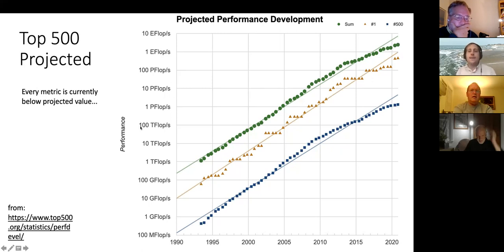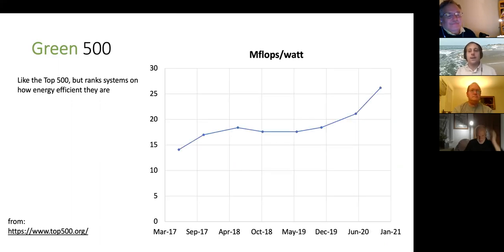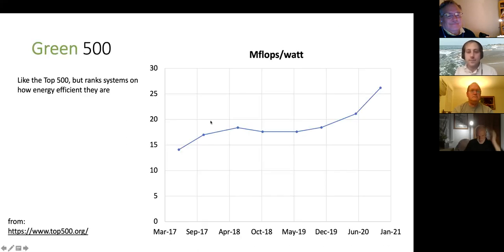Now, what I find a little bit more depressing is that we can look at how much faster we're doing these dense computations, but we need to ask ourselves if we're actually doing them efficiently. For this, we can look at the Green 500. This is like the Top 500, but it ranks systems based on how energy efficient they are. They don't give you a nice pretty graph for the Green 500 because it's a little bit depressing.